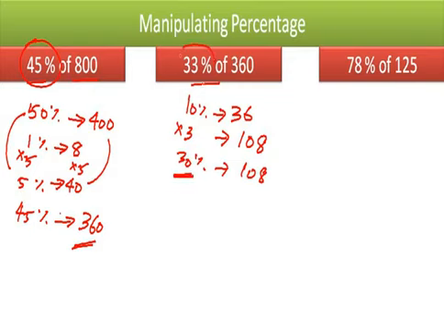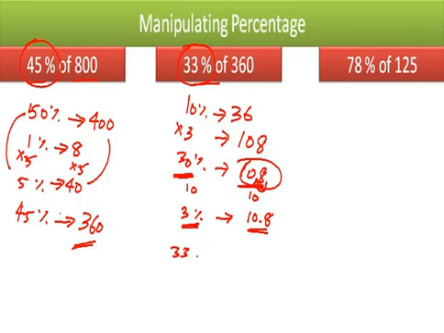We need 33%, right? Now as usual, use the common sense. If 30% is 108, what would be 3%? If I try to divide by 10 on both sides, I'll be getting 3% of 360 as 10.8. Is that right? Because we need to shift a decimal point one place to the left. So now 30% is 108. 3% is 10.8. So what is going to be 33%? It is 118.8.